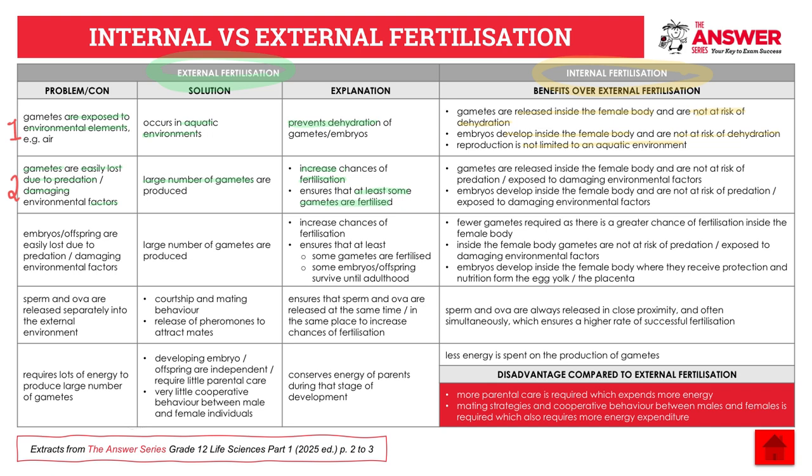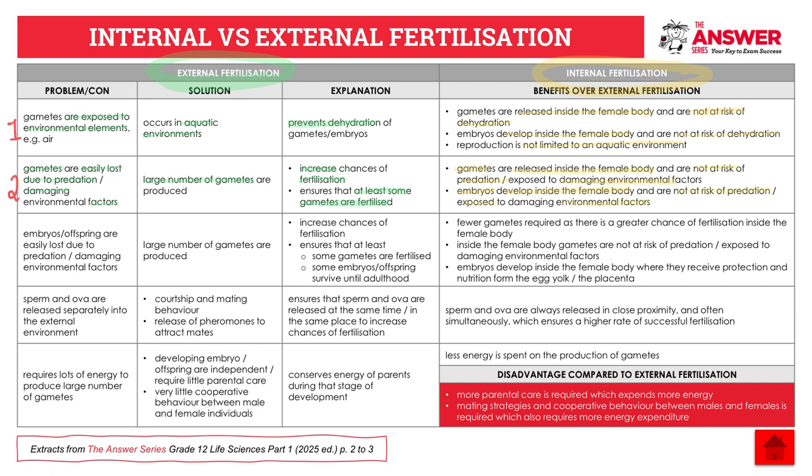On the other hand, internal fertilization overcomes this because gametes are released inside the female body and therefore they're not at risk of predation or exposure to damaging environmental factors at all. Embryos develop inside the female body and they're also not at risk of predation or exposure to environmental factors that might damage them.